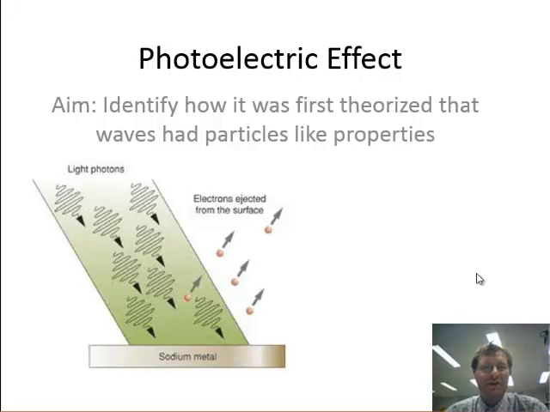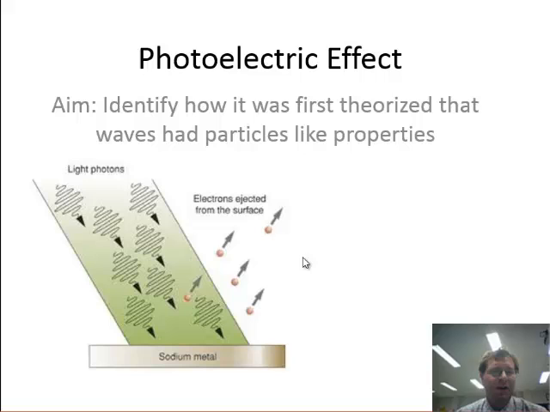Hi there. During this session I'm going to be talking about the photoelectric effect. This is a really important effect because it represents the gateway from standard Newtonian physics into what becomes quantum physics. So it's really the first observations which allowed us to start to think differently. So let me take you through this.